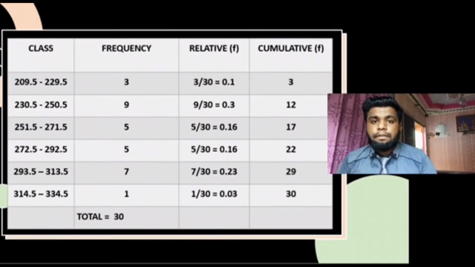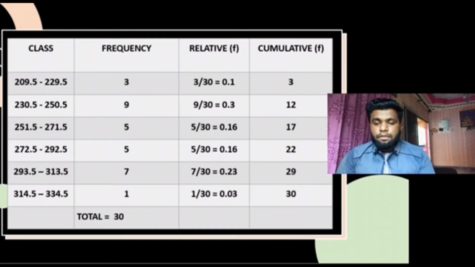For the second table, there are 4 elements, which are class, frequency, relative frequency and cumulative frequency. The formula to find the relative frequency is frequency divided by the total sample. The answers are stated over there.